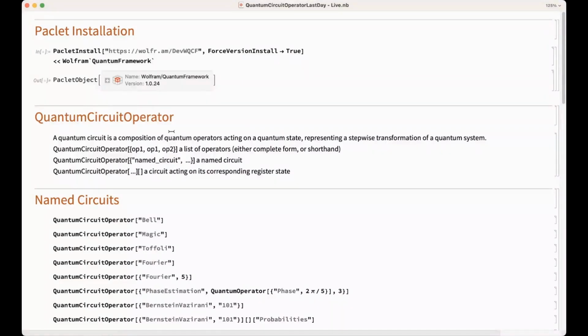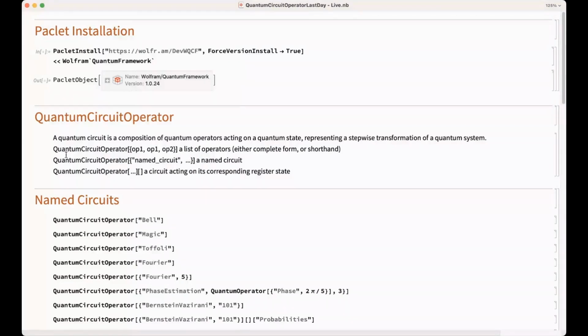So our plan for today is diving more into our quantum circuit operator, focusing more on some named operators, named circuits, doing some problem solving, and then we are going to have a sort of free discussion on a few interesting features of our framework that we would like to share with you guys.